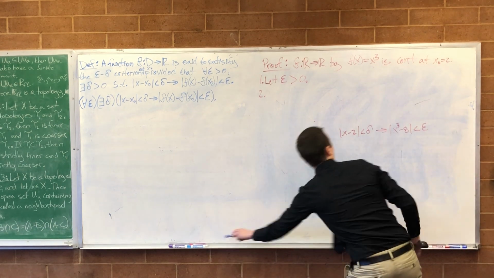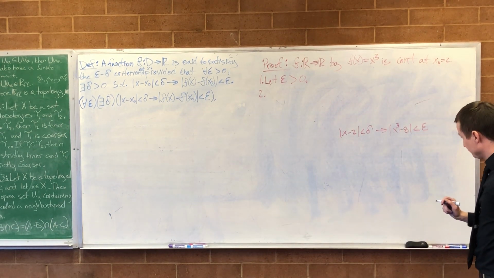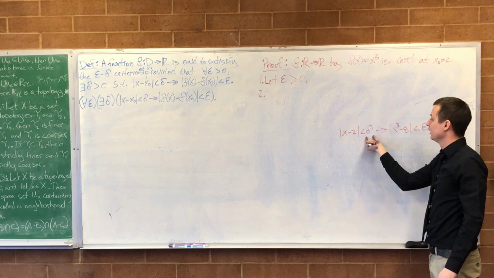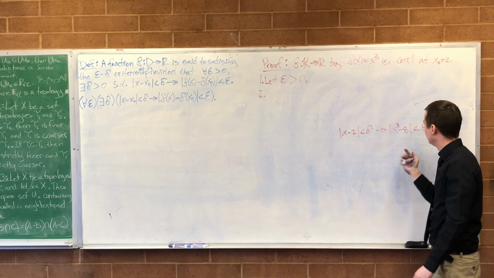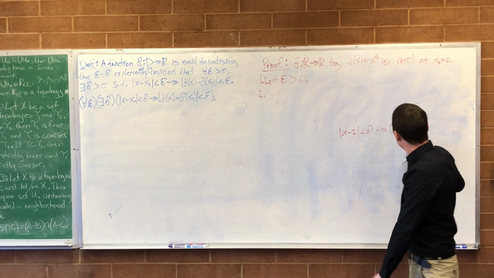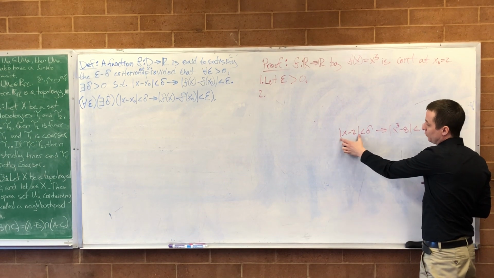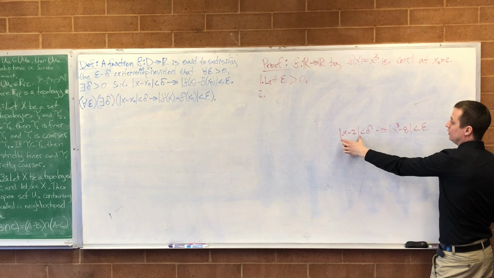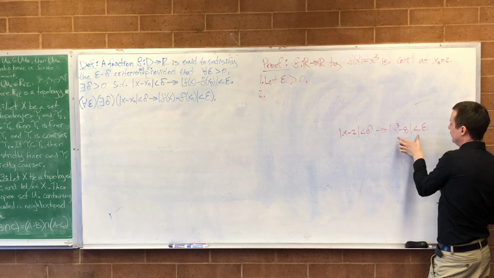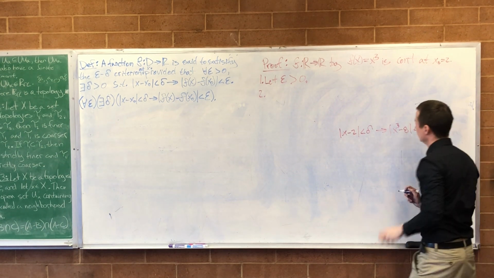See if we have another marker. I can pick this delta to be whatever I want. I just need to make this true. So we basically need to manipulate this to get this side out of it, because we know that we can make this as small as we want, and I need to use the fact that I'm making this as small as I want to make this less than epsilon.